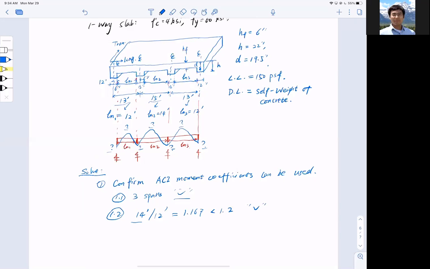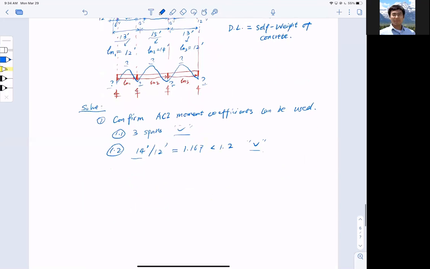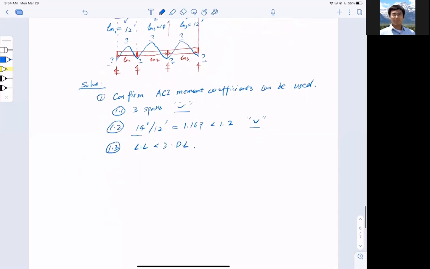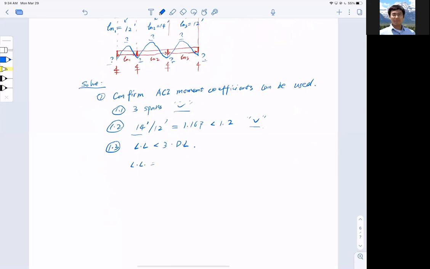All right, so check. Now, next one, 1.3. The dead load and the live load have to satisfy a certain requirement, that is the live load is no more than 3 times the dead load, unfactored. But we don't know them yet. We only know the live load is 150 pounds per square foot. How about the dead load? All right, pay attention, folks.